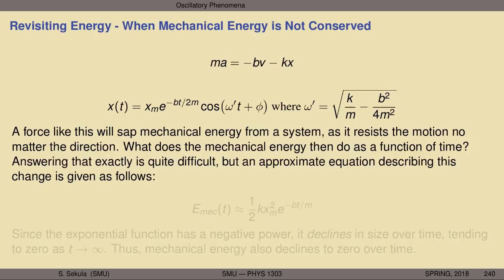I will give you an approximate equation that describes this change in energy, and this is approximately what the mechanical energy does as a function of time. It's still 1/2 k times the maximum displacement squared, and at time zero, that's the most energy you can ever have. But you'll notice that at later times, it's damped away by this exponential function, e to the minus bt over m. As time goes on, the energy is drained from the system, and in the limit that t goes to infinity, the mechanical energy goes to zero.